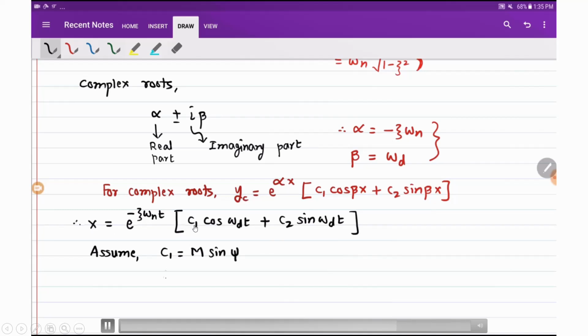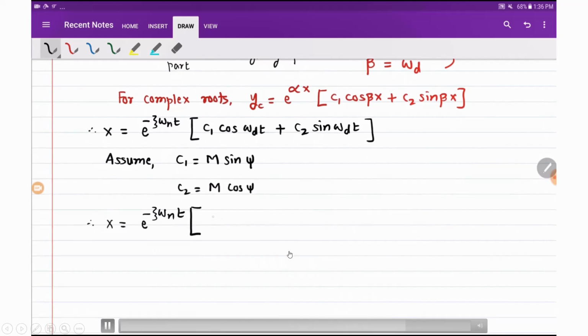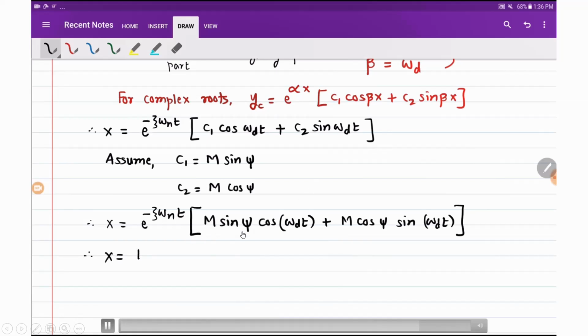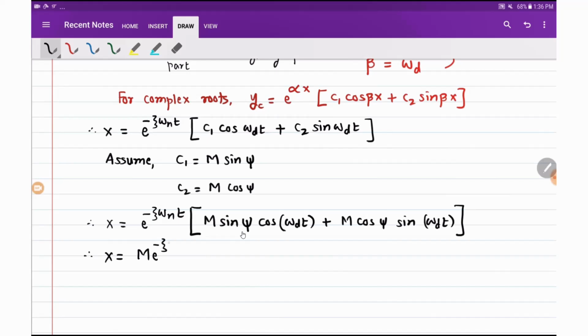Now let us replace c1 by another constant, m sin psi, and c2 by another constant, m cos psi. Therefore our expression will get modified. So e raised to minus zeta omega n t as it is. In place of c1 it is m sin psi cos omega d t, and in place of c2 it is m cos psi sin omega d t. We are taking this particular form so that we can derive the expression in terms of simple harmonic motion. That derivation is very complicated and we'll derive it further.